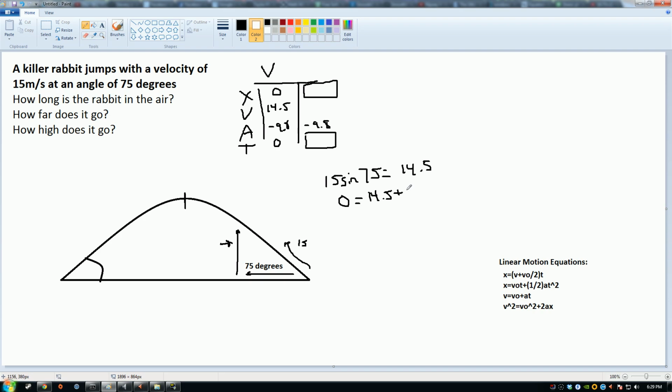Then that's plus negative 9.8 times t, which we are trying to solve currently. So, solving all of this math and getting a value, we find that time is going to equal 1.48 seconds. So that goes up here in 1.48.